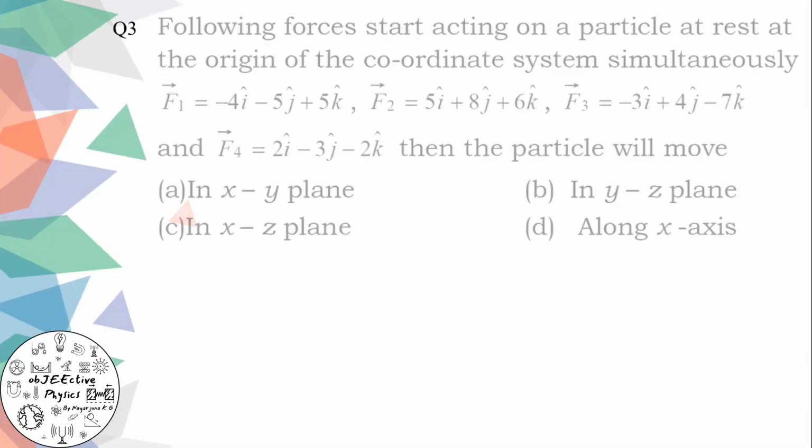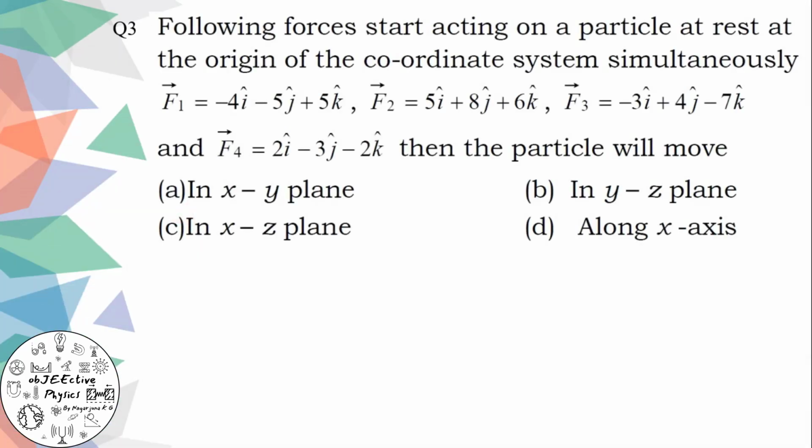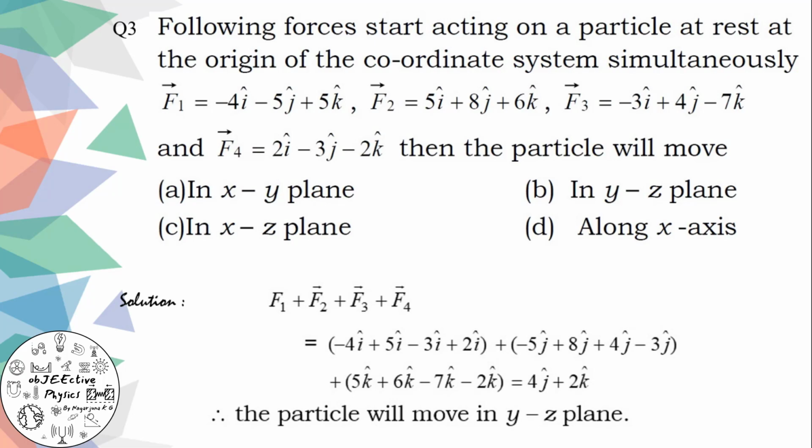Question number 3. The following forces start acting on a particle at rest at the origin of the coordinate system simultaneously: F1 bar, F2 bar, F3 bar, F4 bar are given. Then the resultant is in the plane. Solution. Resultant of the 4 forces: by adding all the 4 forces, we will get 4 j cap plus 2 k cap. j cap, k cap indicates the yz plane.